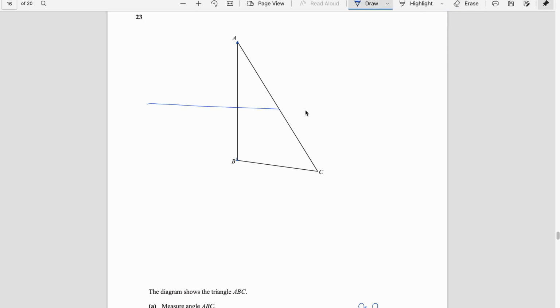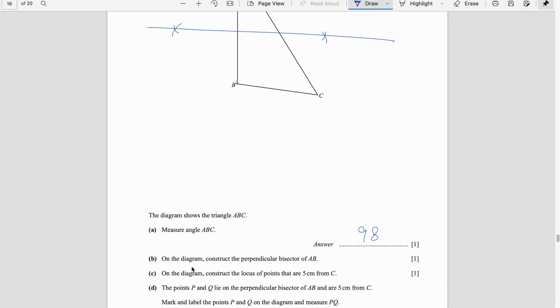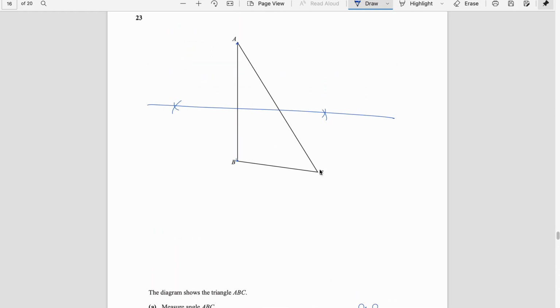It should look like this. This is better. Then it says on the diagram, construct the locus of points that are 5 centimeters from C. So 5 centimeters from C, locus of a point is a circle. Open your compass for 5 centimeters and draw the circle around C.